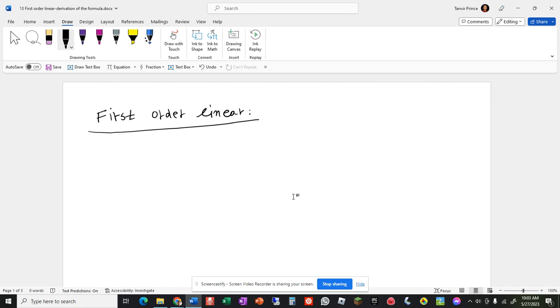A first order differential equation is linear if it can be written in the following form: a of x times y prime plus some function of x, let's say b of x, times y equal to some function of x. So linear means we have a separate term for y prime and a separate term for y, and there is no mixing of y and y prime.